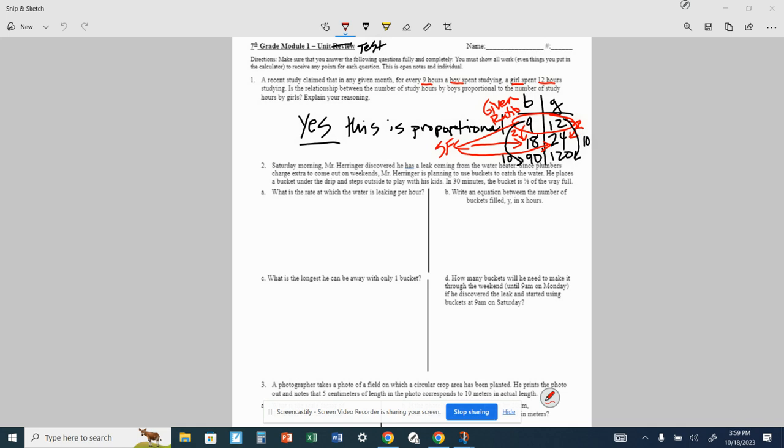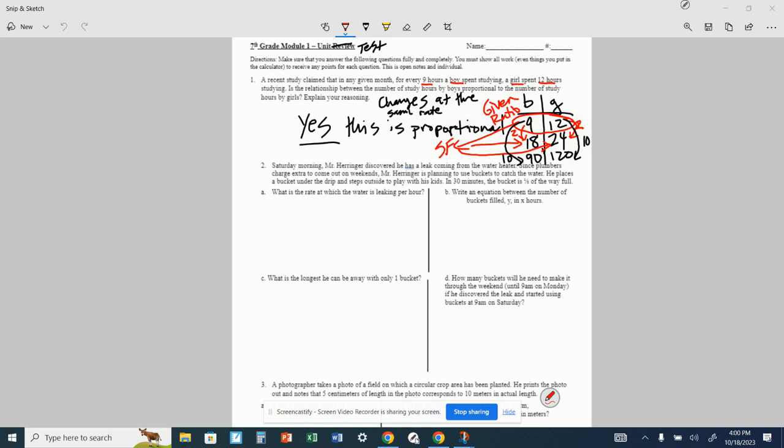So if it changes at the same rate, it changes by the same amount each time, you're adding a multiple of it each time, that is proportional. So this is a proportional problem. And then under explain your reasoning, and this is shorthand obviously, it changes at the same rate or by the same amount each time based on that scale factor.